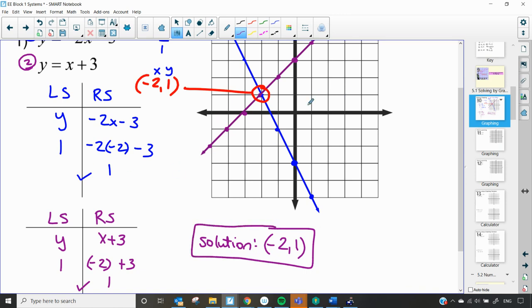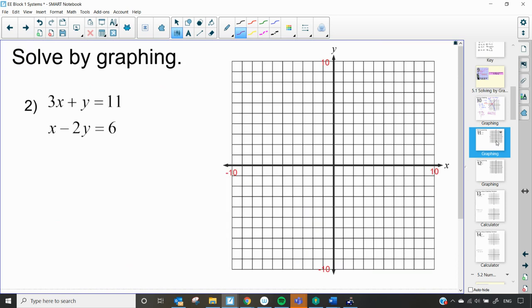All right, let's take a look at another example. In the next example, we have 3x plus y equals 11 and x minus 2y equals 6. Again, I'm going to color code. Equation 1 will be blue, equation 2 will be purple. And again, we have to start by rearranging our equations.